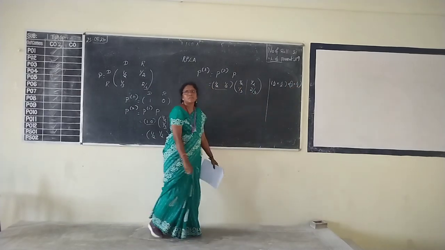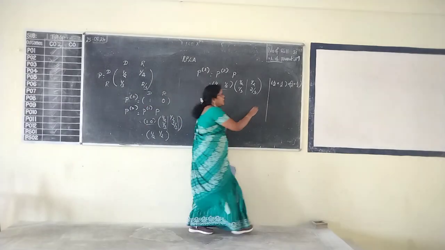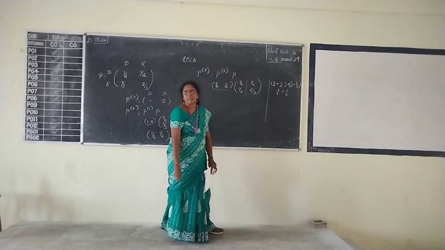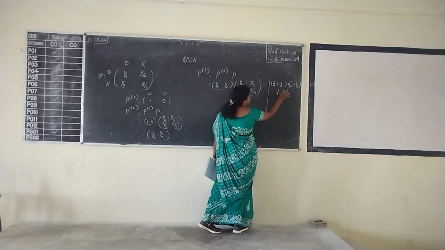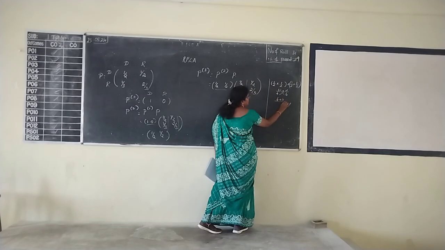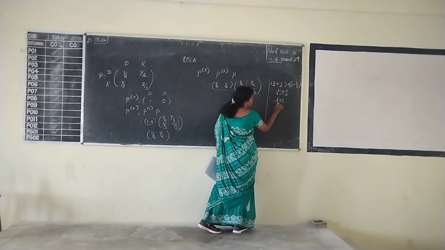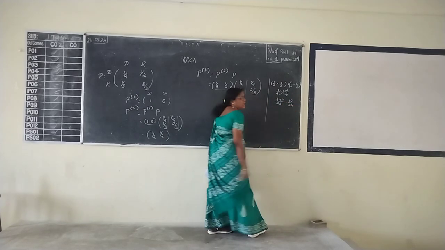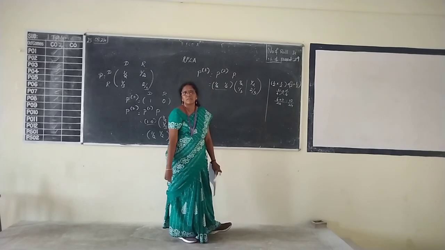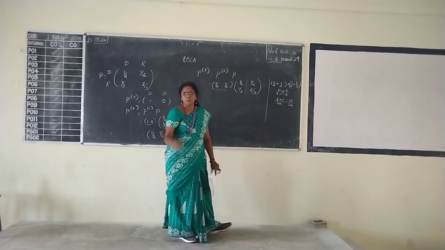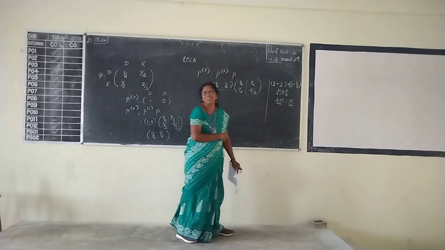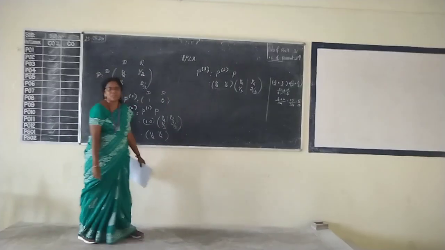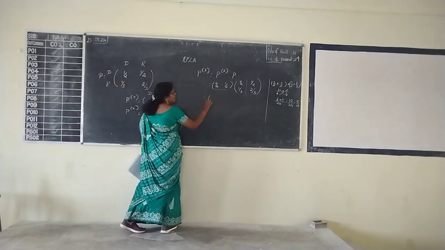What will you get? 1 by 4 plus 1 by 6. Cross multiply and simplify, 6 and 4: 6 plus 4 divided by 6 into 4, which is 24. What is 6 plus 4? 10. So 10 by 24. Can you simplify this? Those who don't know matrix multiplication, what is the first value?